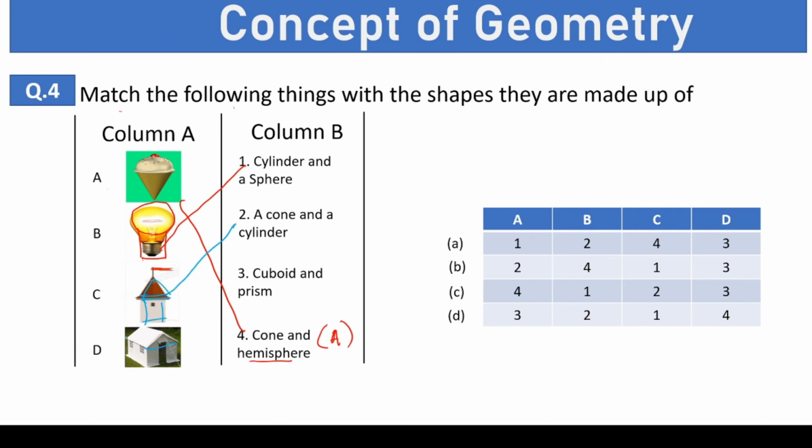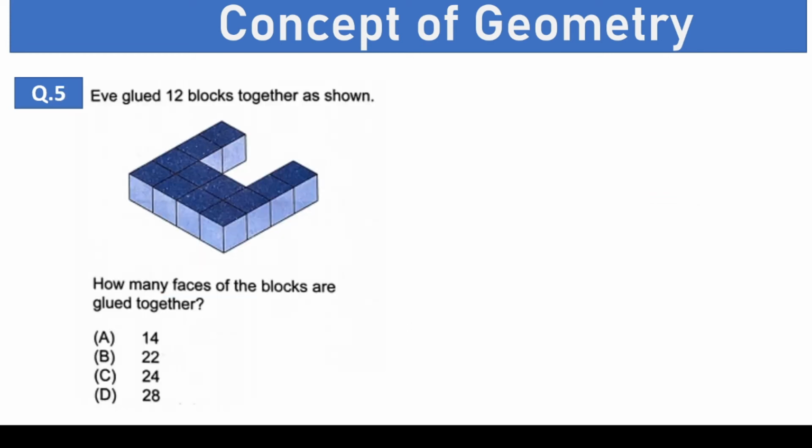For D, if you notice, this is a prism with a square base sitting on a cuboid. Hence, it is option 3. So, the right match would be option C, where A is 4, B is 1, C is 2 and D is 3. Next question. Eve glued 12 blocks together as shown here.